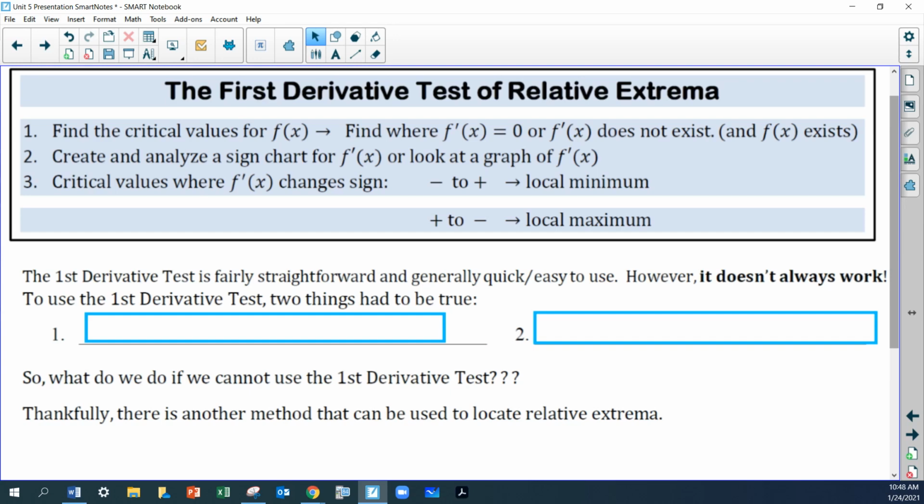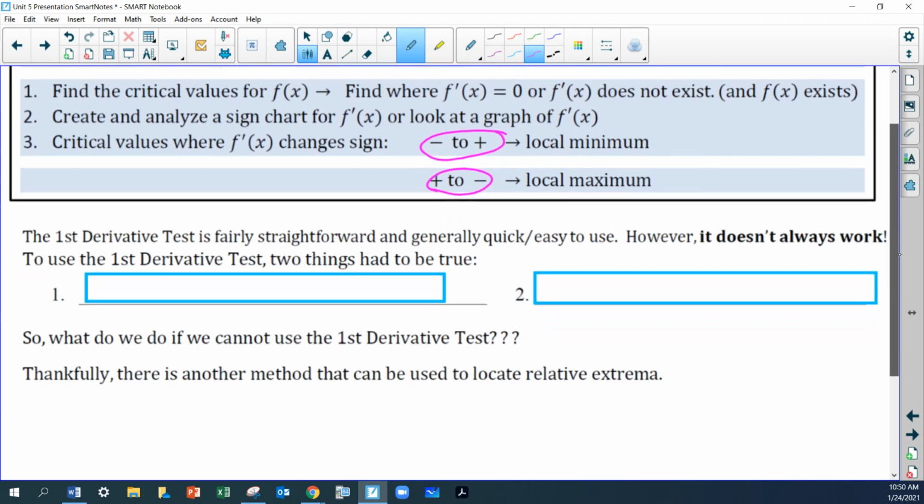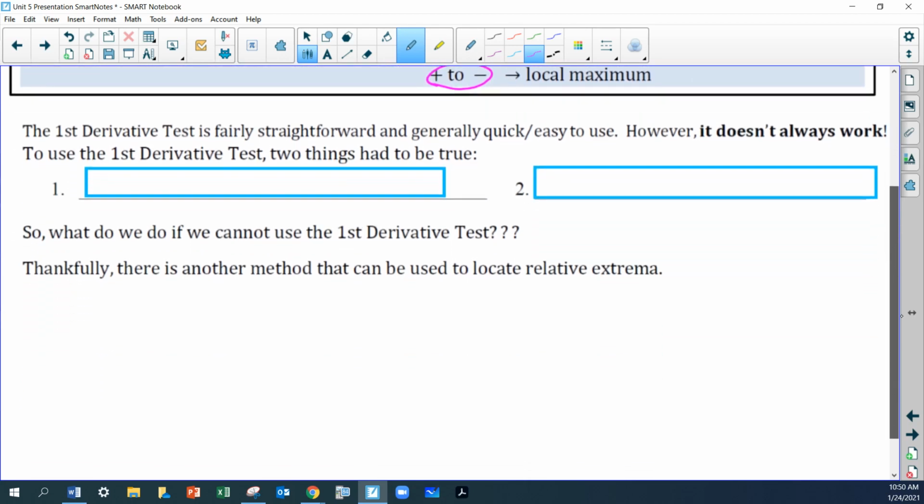So the first derivative test of relative extrema, we remember that we would find the critical values, find where f prime was equal to 0 or where it did not exist, and then take it into a sign chart. And then we look at the critical values. Local min, of course, occurred where our sign chart changed from negative to positive, and local max from positive to negative. So that's just a quick review of these in the first derivative test.